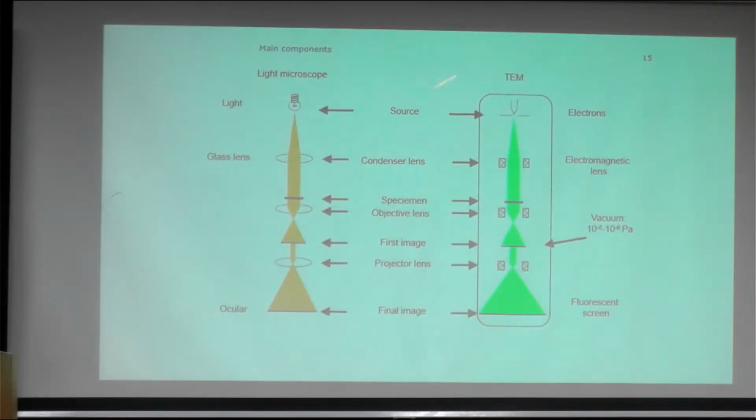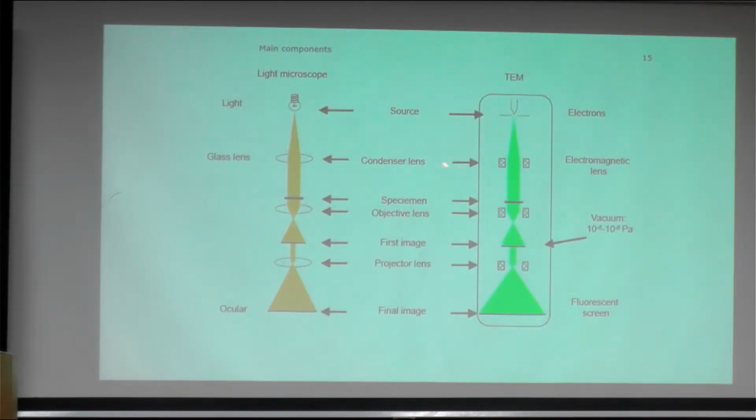If you want to construct a TEM, the main components are, let's say, the same. The basic idea is also the same, but you need a vacuum system. So you need to bring your microscope into a vacuum system. Why? Because you need an electron beam. Instead of light, you use an electron beam, and you can get an electron beam only in vacuum.